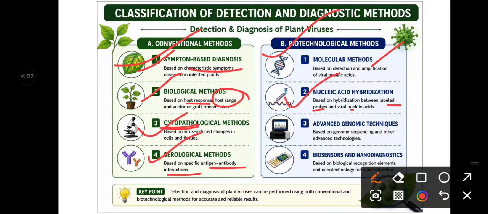Then the third method is advanced genomics techniques, which include NGS, next generation sequencing methods. Next, the final one is the biosensor and nanodiagnostic method. Using nanotechnology or biosensors, we can detect the viruses. So we will discuss each one by one.